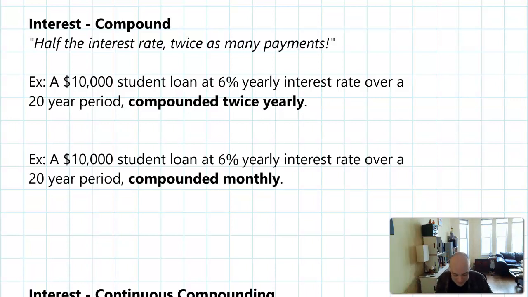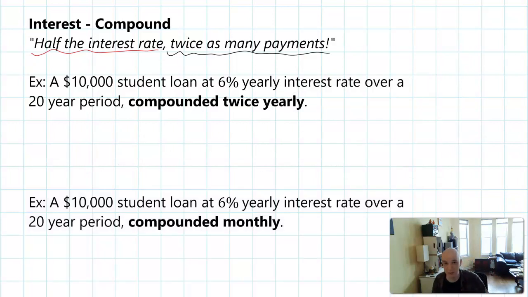But if you just paid twice as much, well, obviously you're not going to pay twice as much. So they say, okay, why don't you pay twice a year? So that's twice as many payments, so we can do half the interest rate. So this is more like how a loan would actually be set up and discharged. So a $10,000 student loan at 6% yearly interest over a 20-year period, compounded twice yearly. Basically, that means they're going to give you a 3% rate, but they're going to charge it 40 times because it's 20 years times 2 per year.